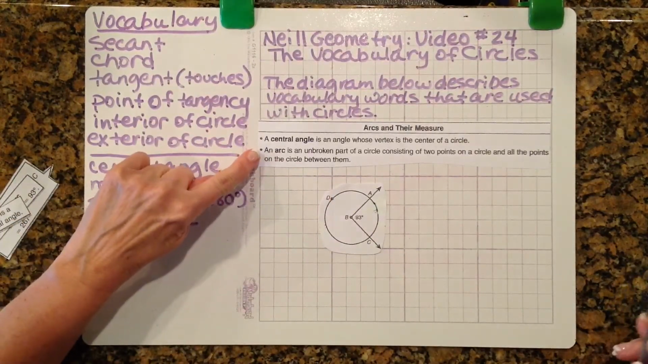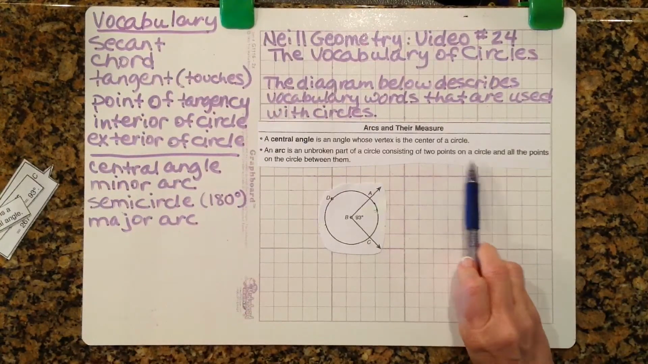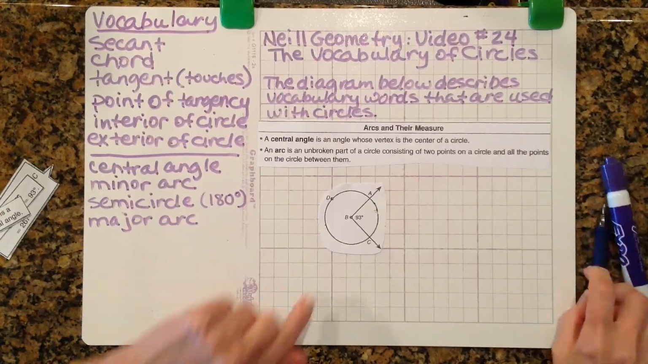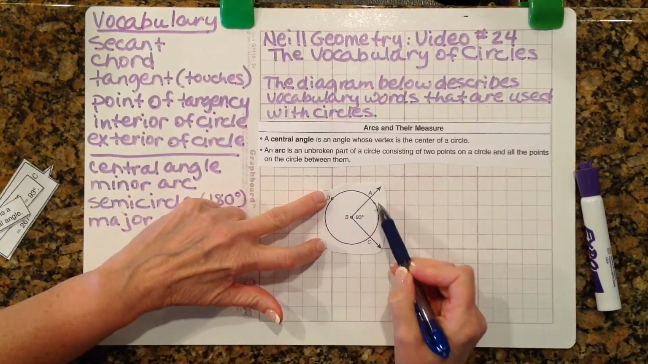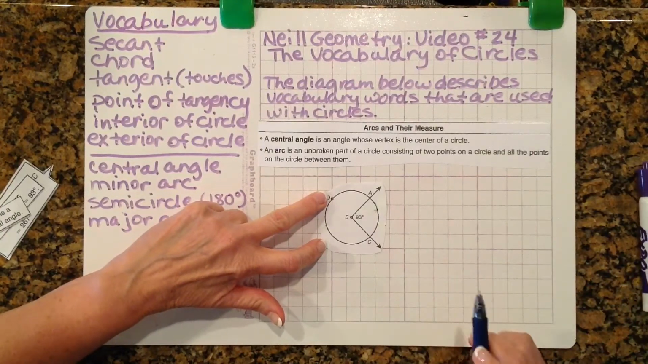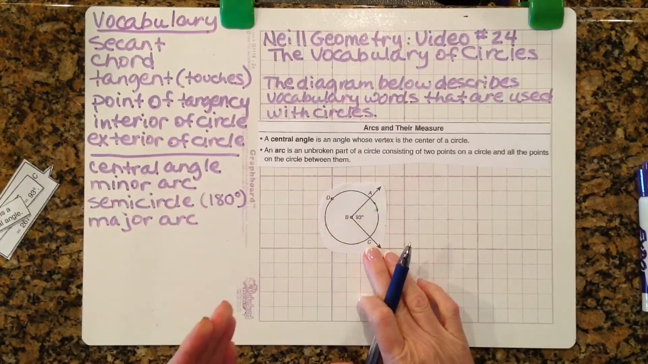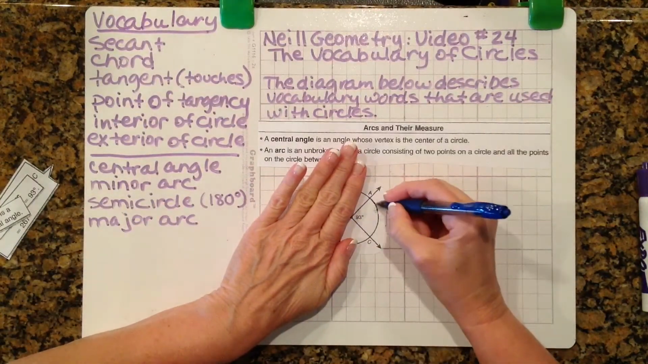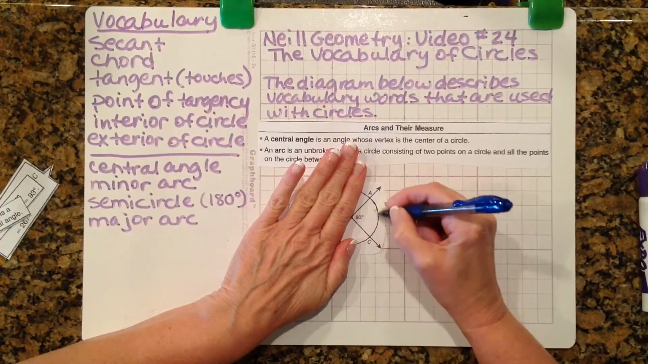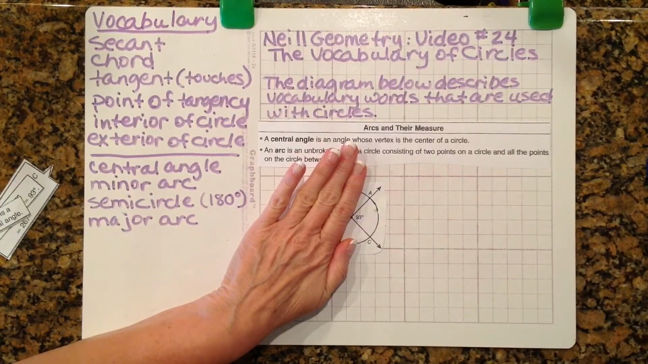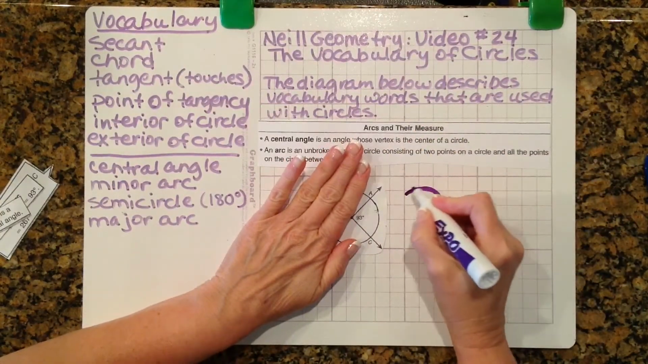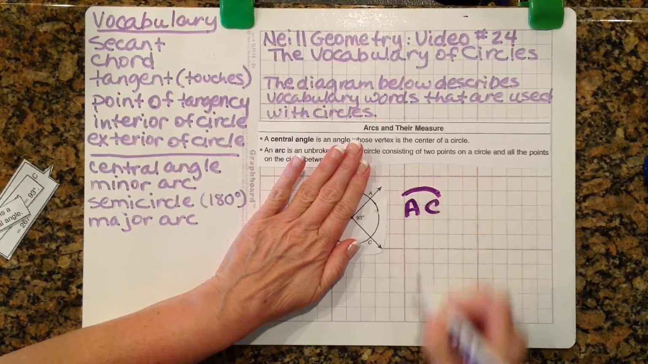An arc is an unbroken part of a circle consisting of 2 points on the circle and all the points on the circle between them. So if you notice, a circle goes all the way around, and that is 360 degrees. But I may just want a portion of this circle. So I'm going to cover this up right here, and I want this right here, and it's an arc right there. And if I name that, it's going to be named arc AC. And when I name it, I make a little arc mark, AC, and that's my arc. The measure of that arc is 93 degrees.